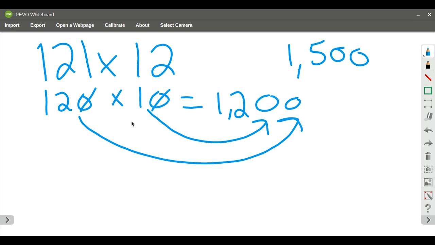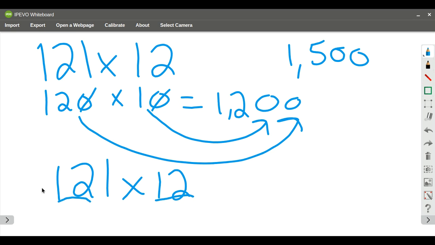So here I used rounding. Let's see if I can do this using compatible numbers. So I'm going to go back and do 121 times 12. I'm going to look for a math fact of my 12s that I can use. Here I have 12. Here I have 121. So what if I left the 12 alone and rounded this to 120? So what if this became 120 times 12?